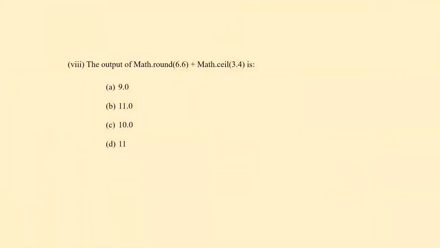The output of Math.round(6.5) plus Math.ceil(3.4) is: options are 9.0, 11.0, 10.0, 11. The answer is 11.0. See the working. Math.round returns an integer value and it rounds up if the value is 0.5 or above. So 6.5 will result in 7, but Math.ceil returns a double value and it rounds up also. So 3.4 will become 4.0. So 7 plus 4.0 equals 11.0. Next question.